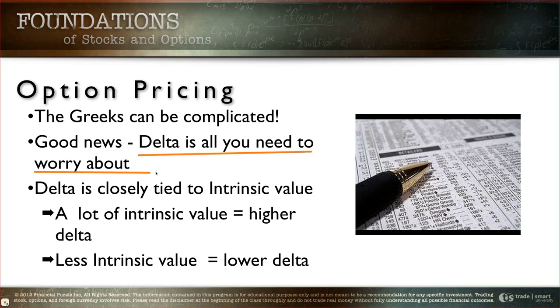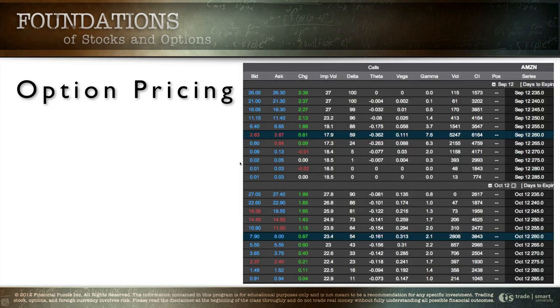If you just follow my rules that I'm going to give you in just a minute, you're going to get this, okay? Delta is closely tied to intrinsic value. A lot of intrinsic value is a lot of delta. Not very much intrinsic value is a much lower delta. Take a look at this Amazon chain. Our delta for this Amazon chain at the money is 59, 88, 96. The more intrinsic value, the more delta. Less intrinsic value, lower delta.